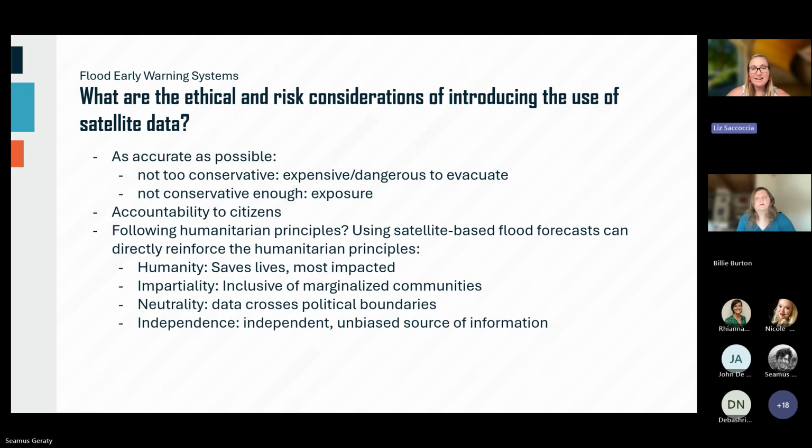So making sure that marginalized communities, that less formal settlements are included in any kind of response plan is essential to following these principles too. In addition, things like communication strategies for different groups are really important. Making sure that we're targeting different levels of literacy, making sure that we're targeting people that have phones, that don't have phones. All of these considerations are incredibly important to make sure that we're following humanitarian principles.